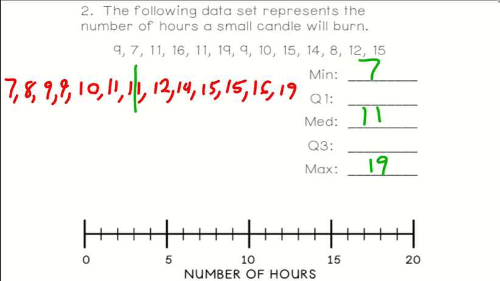Quartile 1, first quartile, Kyle. 9 is correct. And then Q3, David. 15's correct.